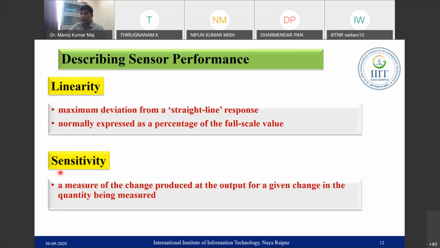Next one is sensitivity. Sensitivity is also a very important factor because it is a measure of the change produced at the output for a given change in the quantity being measured. Whatever input is given, based on the input, what is our output? How this output is produced and how it changes with the change in the input condition is called the sensitivity of that sensor performance.